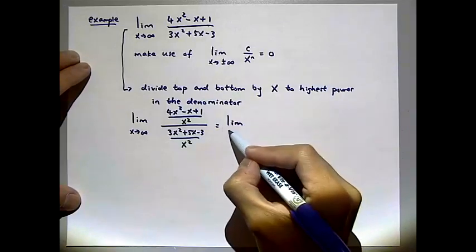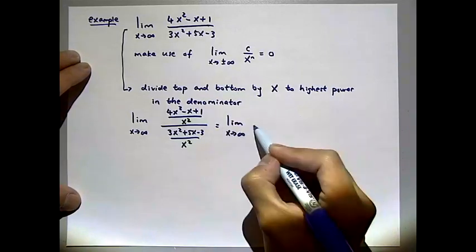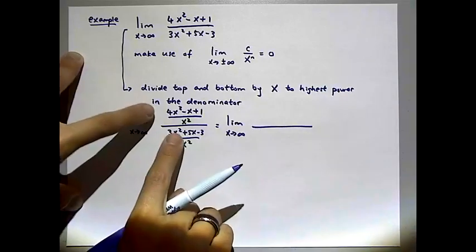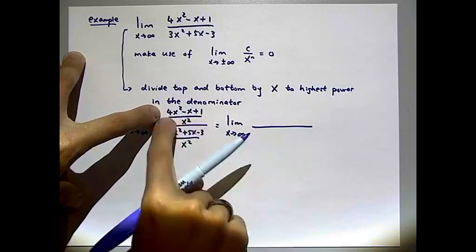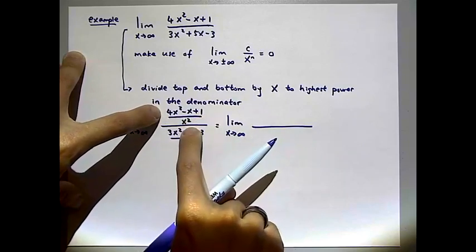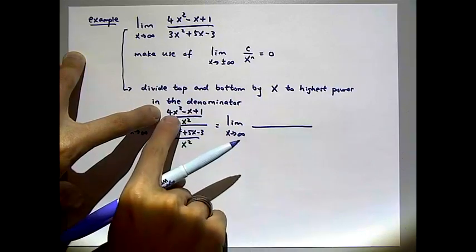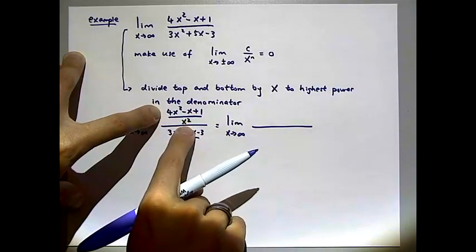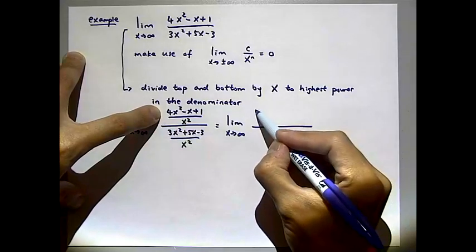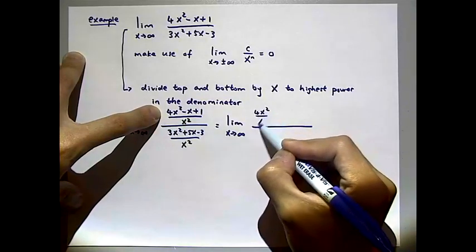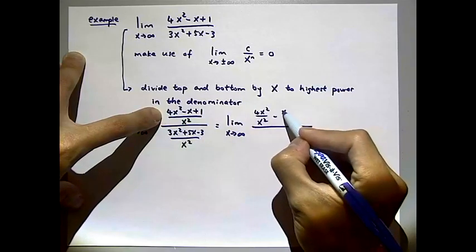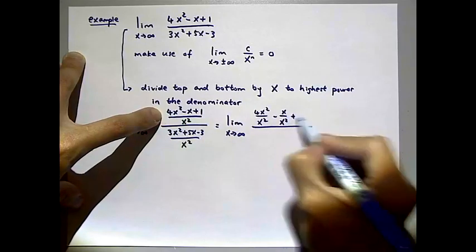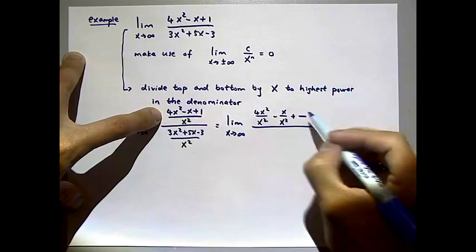Okay, next step, let's break things up a little bit. Look at the numerator here. We got a bunch of things added to and subtracted from each other, all dividing by the same thing. This is equivalent to individual terms dividing by x squared. So this is 4x squared over x squared minus x over x squared plus 1 over x squared.